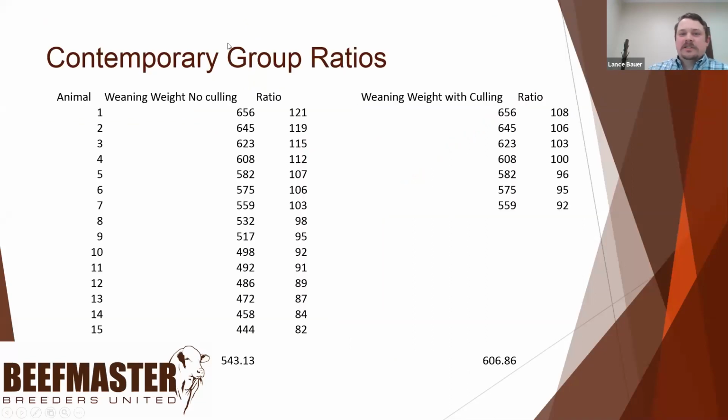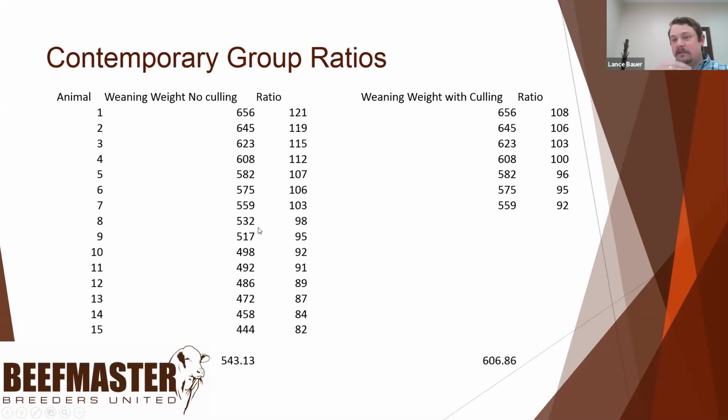And when we look at this, again, make sure that we record everything in a contemporary group. So say we've got 15 animals that are in a contemporary group. We've got 15 heifer calves, and we wean those heifer calves and get that adjusted data. We use the adjusted data in this calculation, and they range anywhere from 444 pounds to 656 pounds. So you can see your average is 543 pounds. So anything above that is going to ratio more.